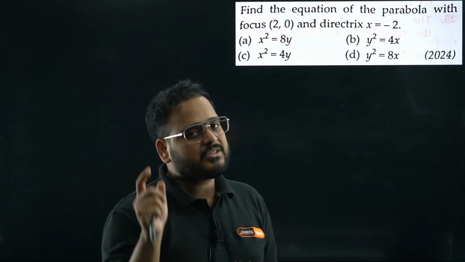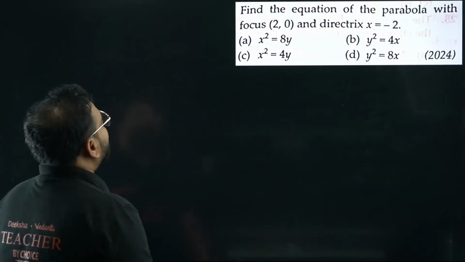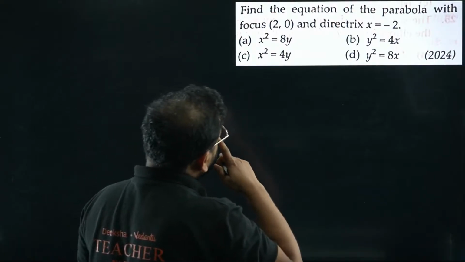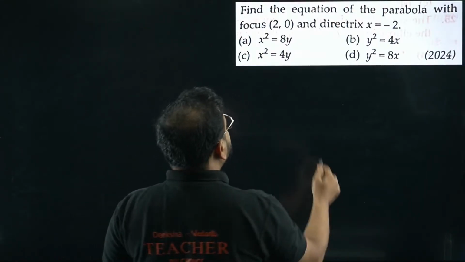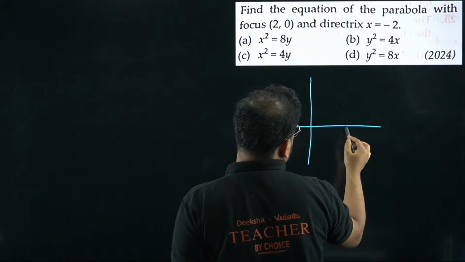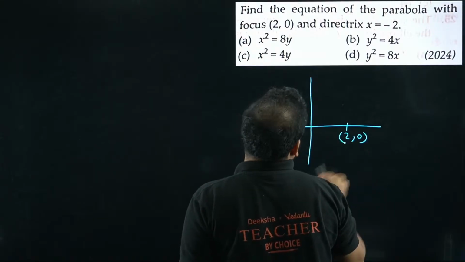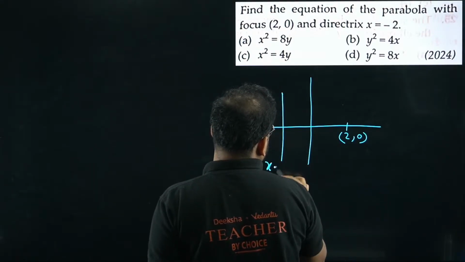No, live means you should be answering the problems. Find the equation of the parabola with focus (2, 0). Okay, focus is (2, 0). Directrix is here, x equals -2.